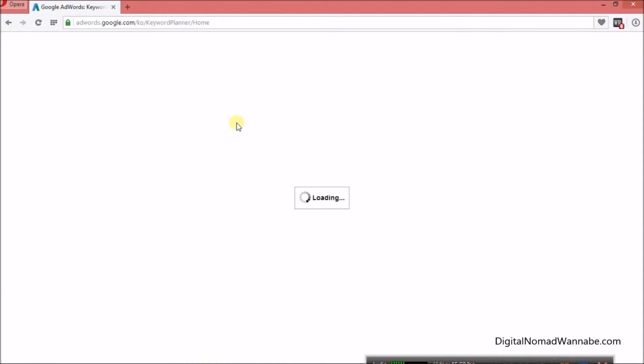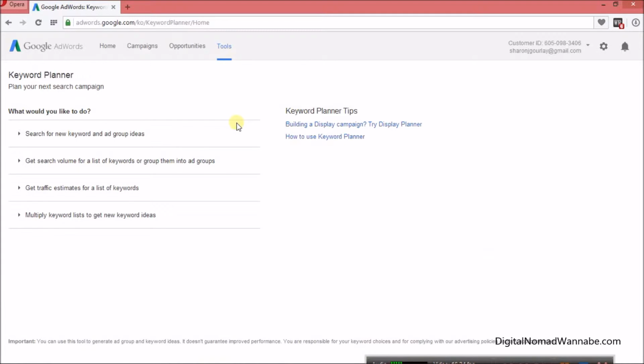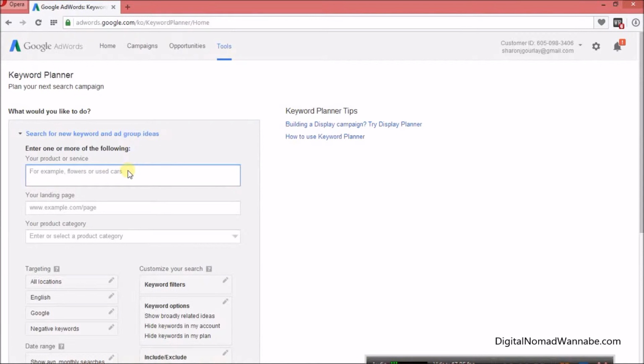Okay, now what you're going to want to write in here is sort of a description of your post to find the most relevant keywords. So I'm going to be looking for keywords for my post about driving from Atlanta to Miami on a road trip. So I'm going to enter Atlanta to Miami. You can enter as many as you want. The more you enter, the more accurate the results will hopefully be.